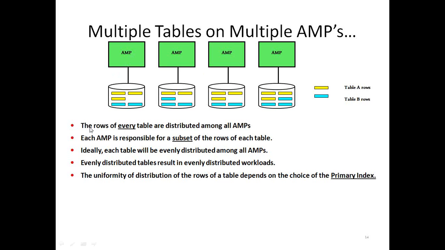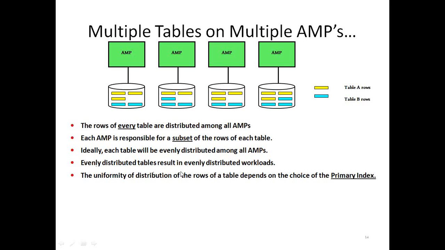Okay, so the rows of every table are distributed among all the amps, and each amp is responsible for a subset of rows of each table. Ideally, each table will be evenly distributed among all the amps.